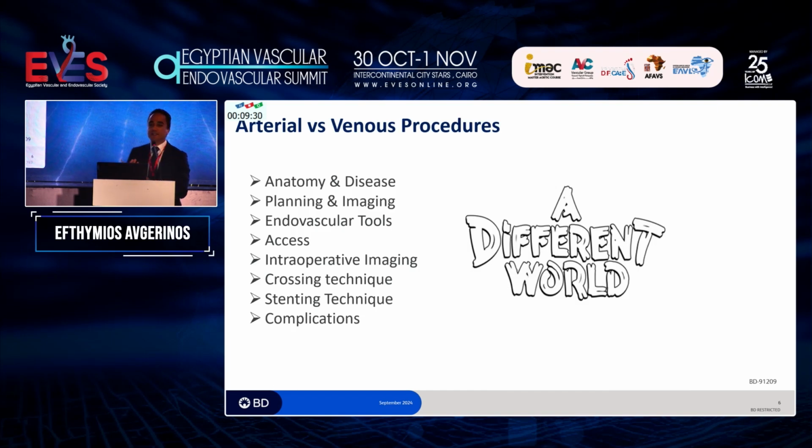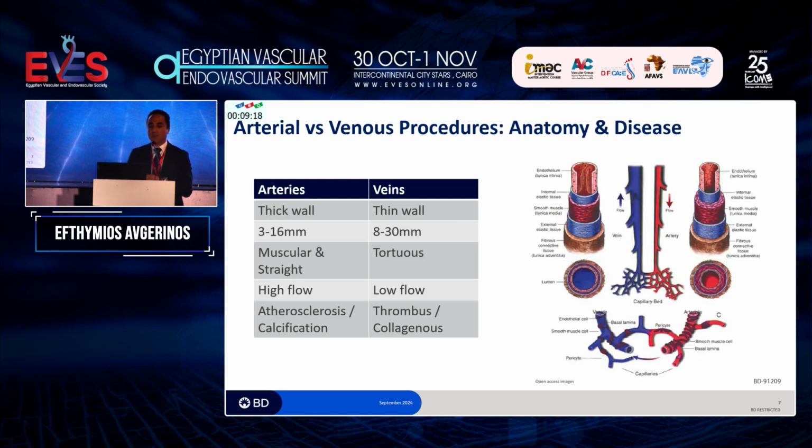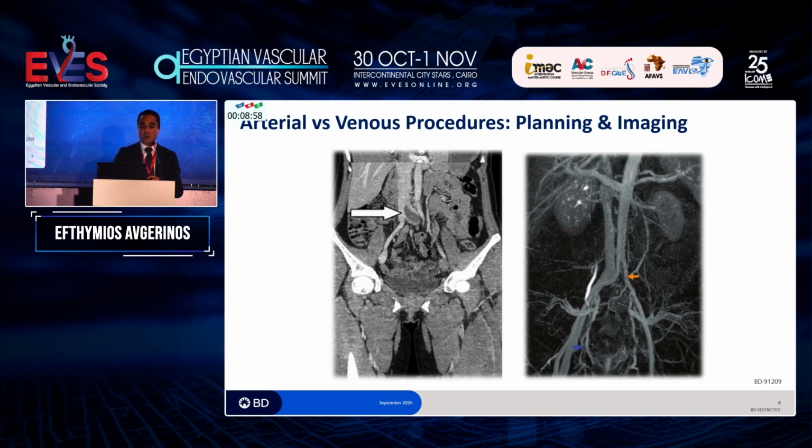The anatomy and the disease are different. Planning, imaging, endovascular tools, access, intraoperative imaging, crossing technique, stenting technique, complications, they are all different, and I'm going to explain why. Starting with the anatomy, the arteries are thick, the veins are thin. The arteries are small, the veins are big. The arteries are muscular, the veins are not muscular, they are tortuous. The arteries are high flow, the veins are low flow. The arteries have atherosclerosis and calcification, the veins have thrombus and collagen.